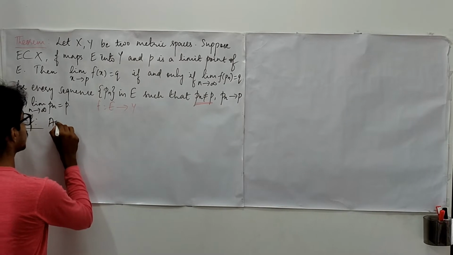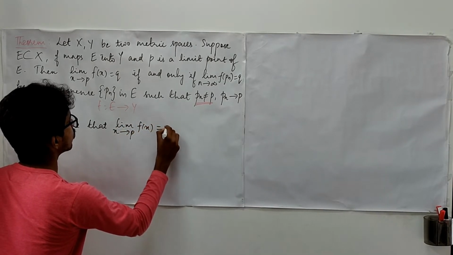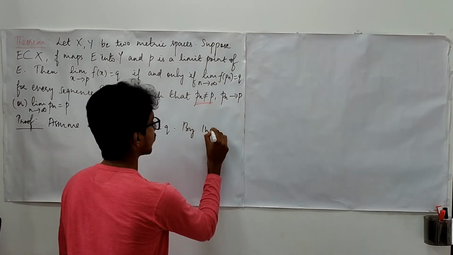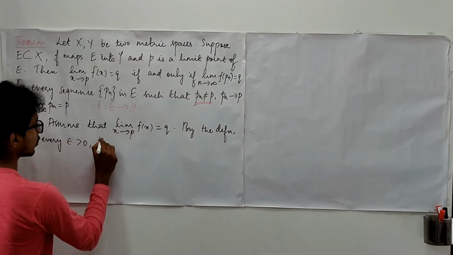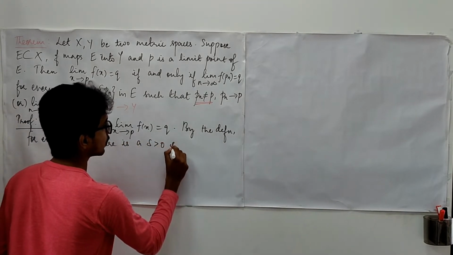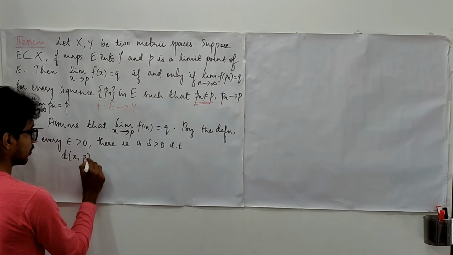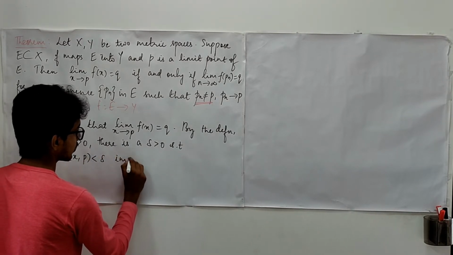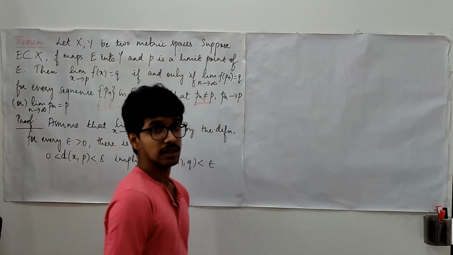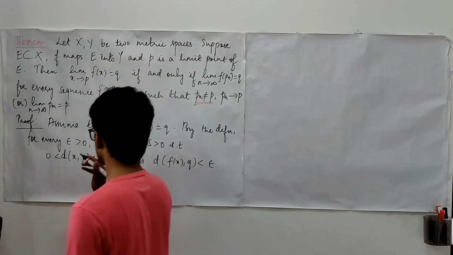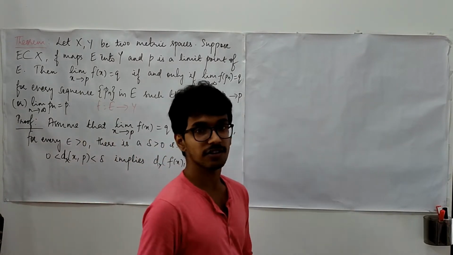Okay, first let us assume that limit x approaches P, f of x is Q. If we assume this one, then by the definition, what are we going to get? For every epsilon greater than 0, there is a delta positive such that d of x comma p less than delta implies d of f of x comma q less than epsilon. This is the definition of the limit. Here we will have to specify which metric we are talking about. For this we are talking about the metric that is defined on X, and for this we are talking about the metric that is defined on Y. This is by the definition of a limit.